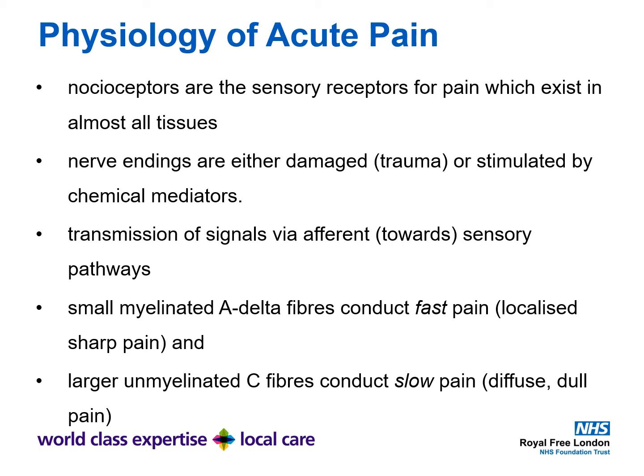And to keep things simple, you basically have 2 types of pain fibres. One is small myelinated A delta fibres, which conduct fast pain, so this would be, say, from localised sharp pain, and larger unmyelinated C fibres, which conduct slow pain, and this would be, for example, diffuse or dull pain.